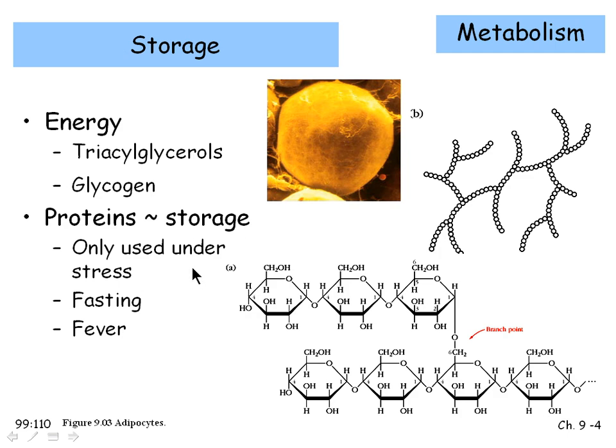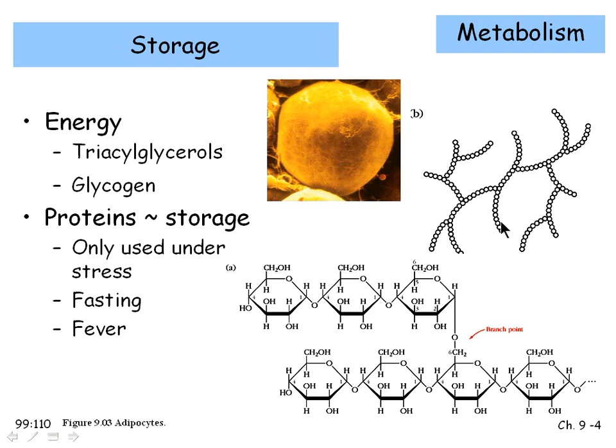Now, we're not eating all the time. So there must be some way to store energy, and there are several ways to store energy. The two principal ways of storing energy are triacylglycerols, that three fatty acyl tail off of glycerol, or glycogen. And glycogen is sometimes called animal starch.